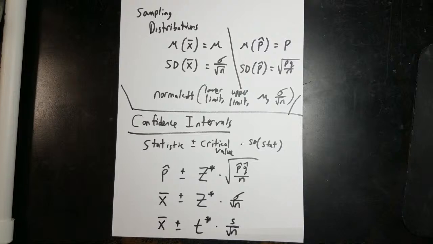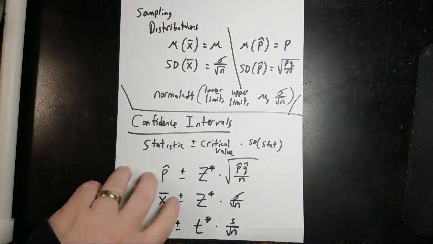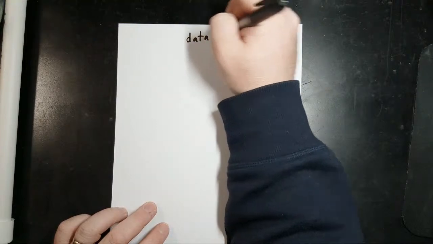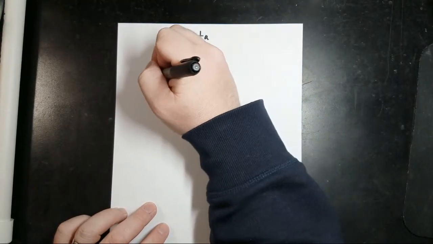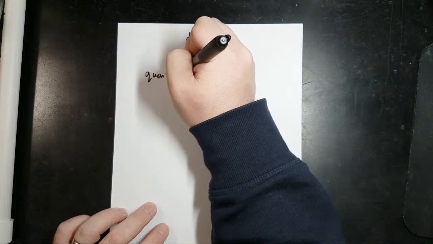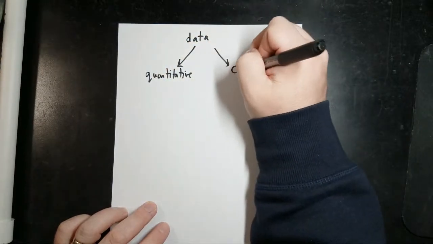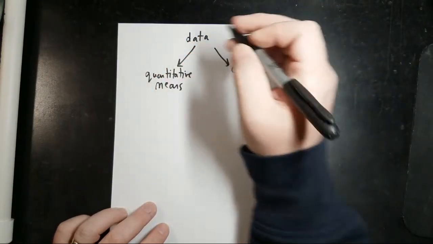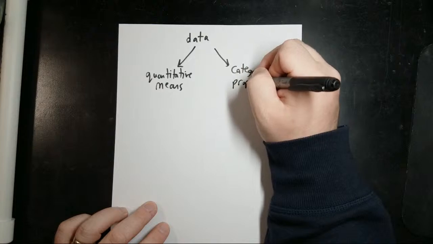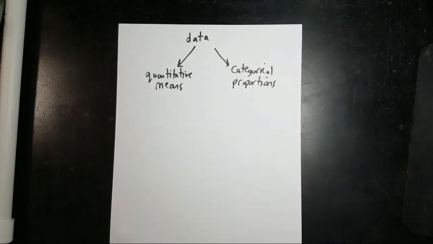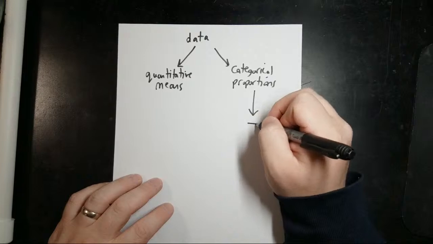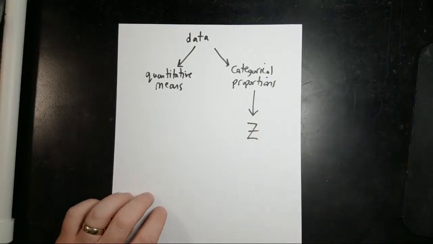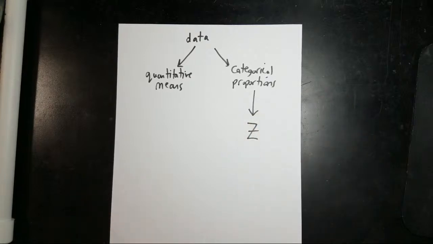Let me give you that chart, which is oh so helpful as a reminder. That chart being, well, what type of data do you have? Is the data you have quantitative, or is it categorical? If it's quantitative, it makes sense to take an average. If it's categorical, you're dealing with proportions. If you're dealing with proportions, you are going to be dealing with the Z, no matter what. It doesn't matter if it's one sample, two sample, doesn't matter.